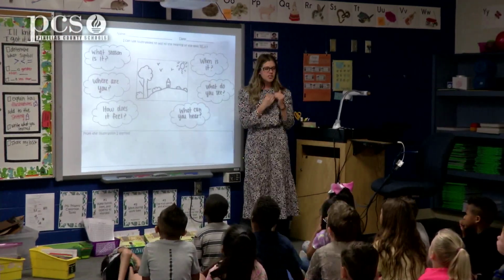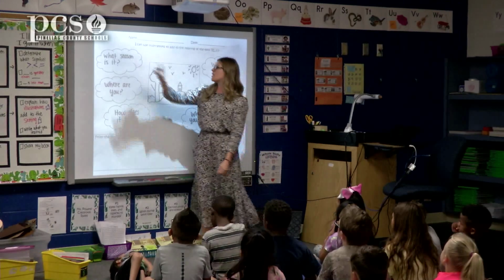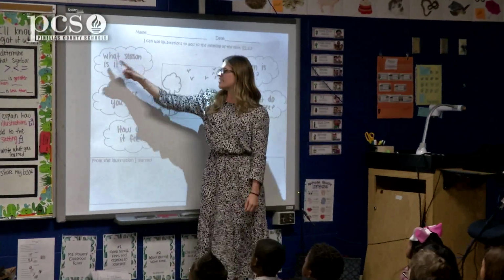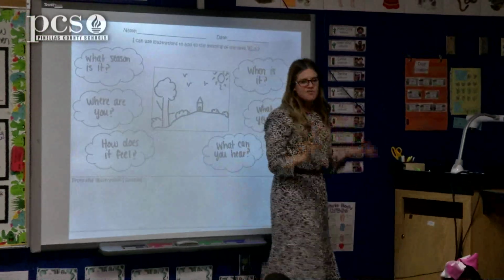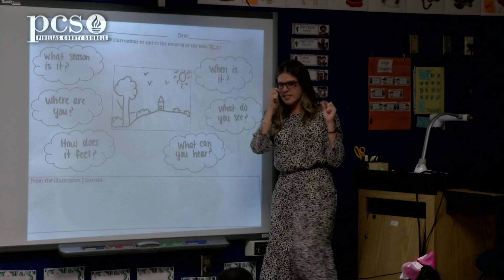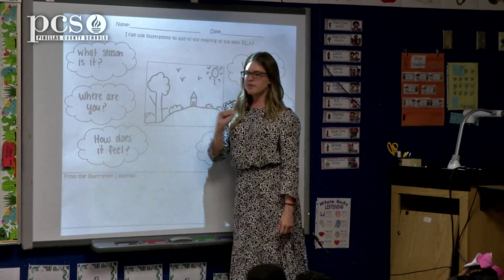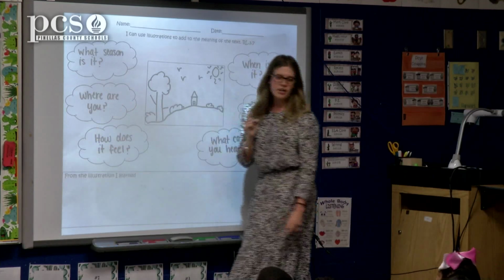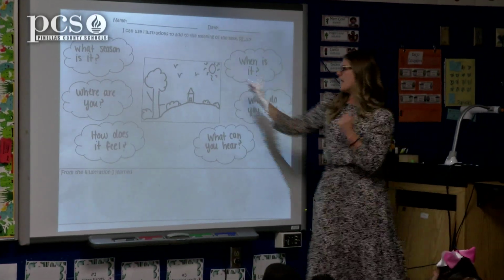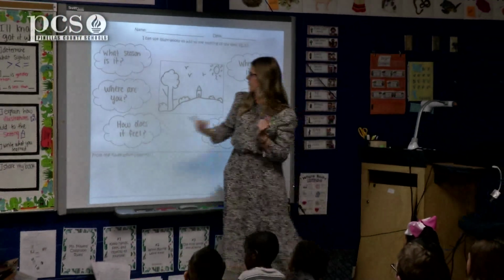All right, so I'm going to read you one of the questions, and then you're going to repeat it after me. Today we're going to look to see, what season is it? Ask it with me, ready? What season is it? So maybe it's fall, spring, summer, or winter. We're going to have to look at that illustration to see. We're also going to be asking, where are you? Read it with me. Where are you? Look at all these sight words in this, okay? So when you're looking at that illustration, you're going to ask yourself, where are you?